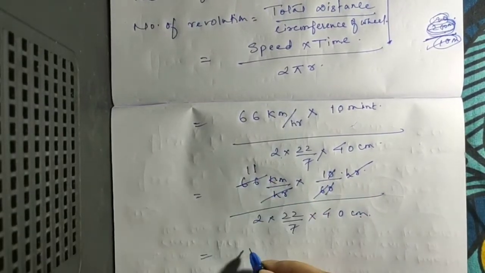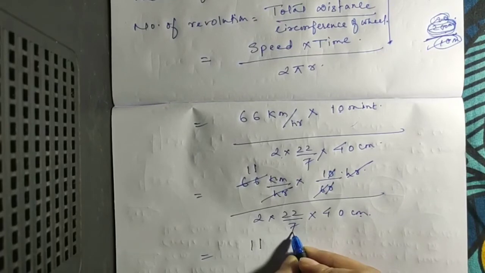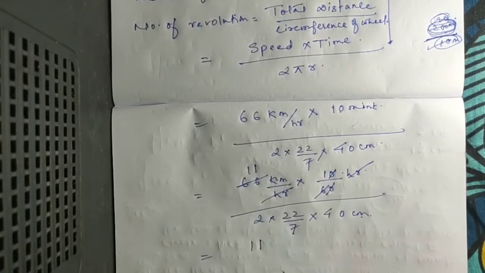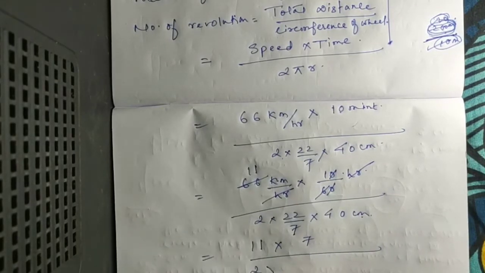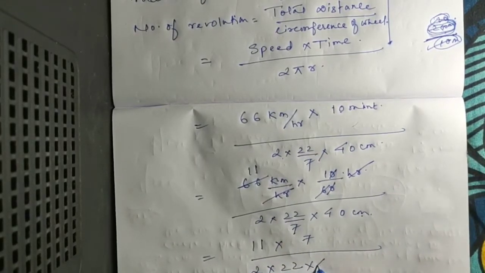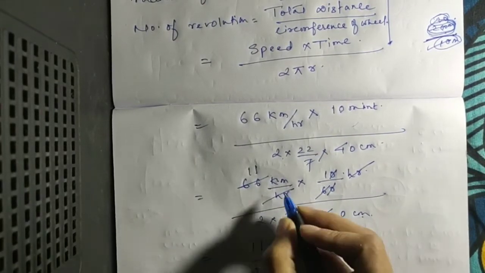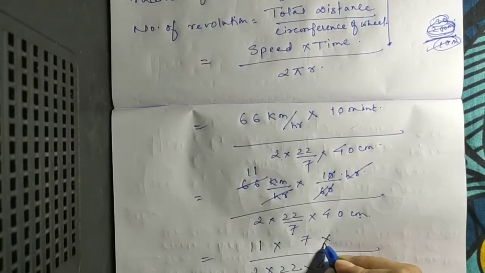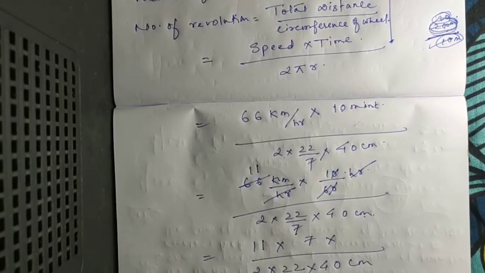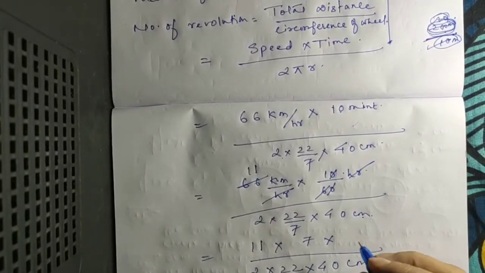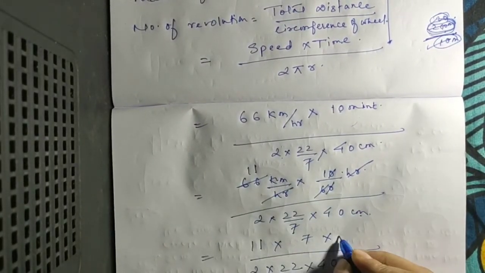In the numerator 11 is there, and the 7 will go up, and the remaining is 2 into 22 into 40. Here it is centimeter, in the numerator it is kilometer. We have to convert kilometer into centimeter.